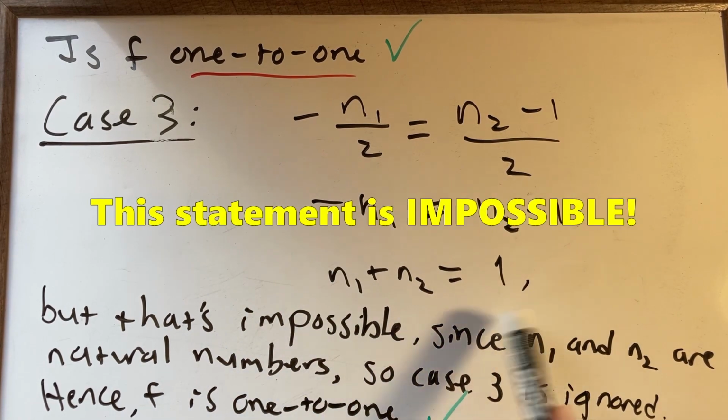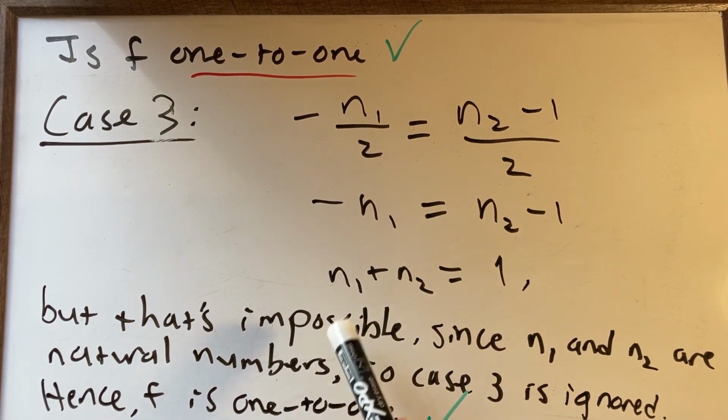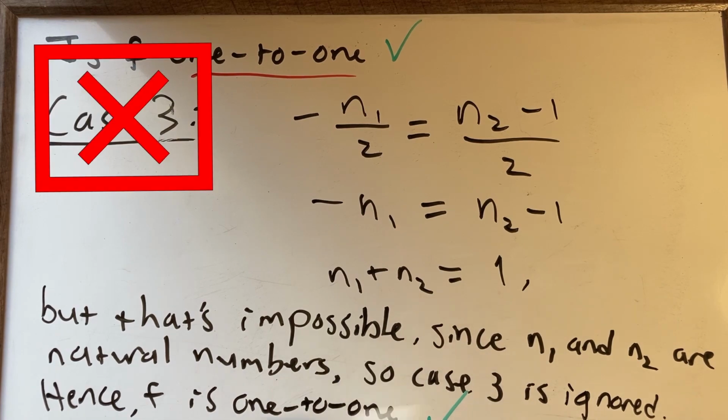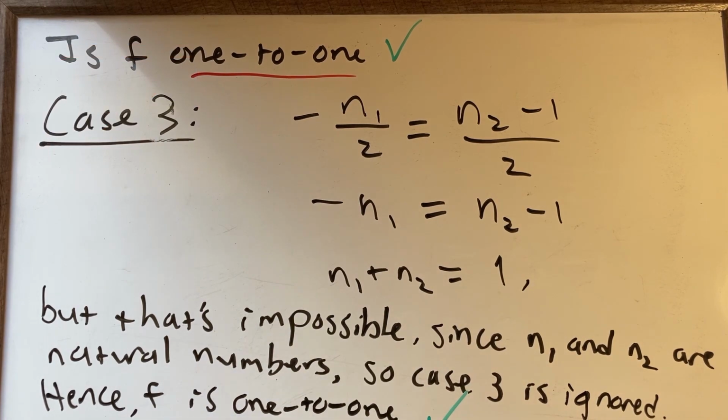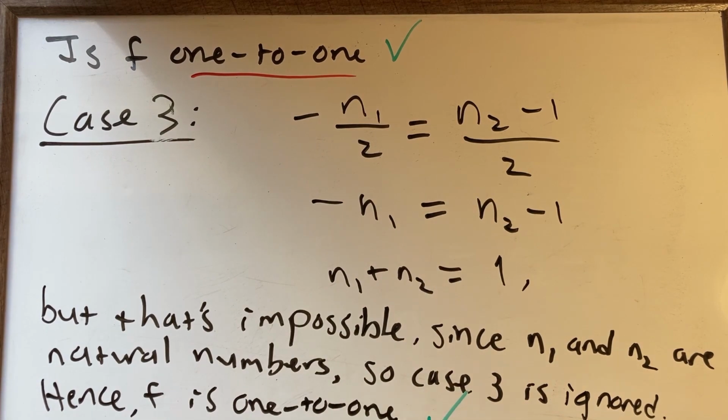But here's the thing, this statement right here is literally impossible because these are both positive whole numbers, which means that they are 1 or more, and it's impossible for two positive whole numbers that are 1 or more to add to equal 1. So case 3 is literally impossible, so we just ignore this case. And that means that we've shown all the cases that actually matter do show that f is 1 to 1.